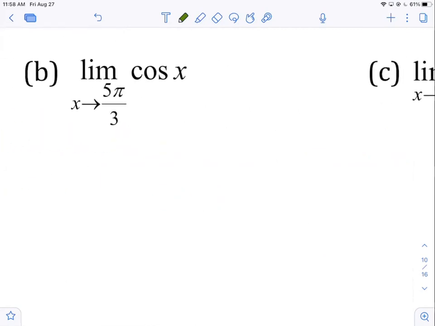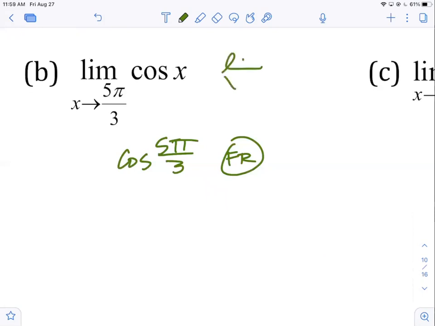Letter B. This is now my clever way to ask you about the unit circle. On the quiz, I'll say simplify the limit as x goes to 5 pi thirds of the cosine of x. Well, direct substitution gives you cosine of 5 pi thirds. If this were a free response, can we stop there? Yes, and the reason is that cosine of 5 pi thirds exists, so we could stop there.